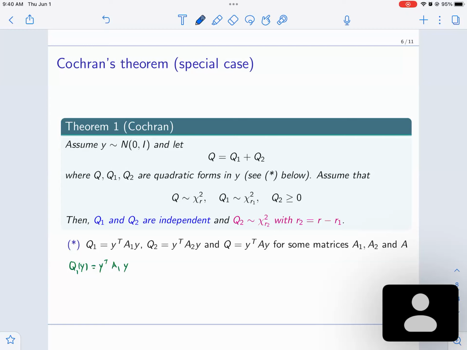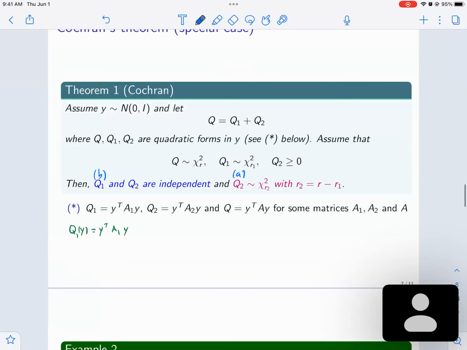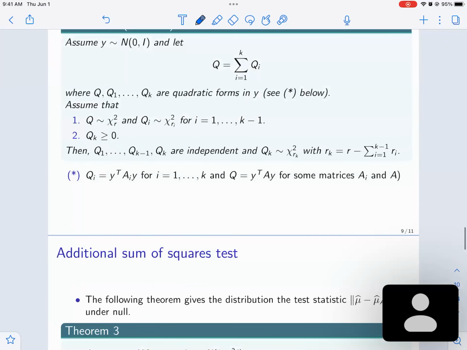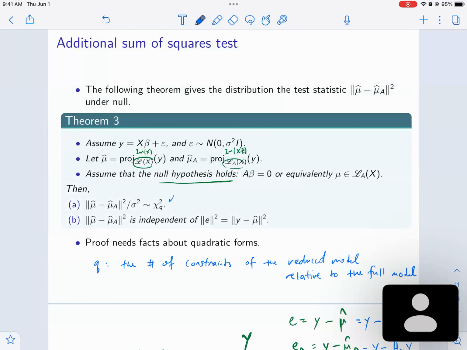That's part A of that theorem, actually. And Q1 and Q2 are independent. That's part B. So this is A, this is B. The way we have it here, A gives you part A here, and B gives you part B. The key here, which I just want to emphasize, is that this holds under the null hypothesis.